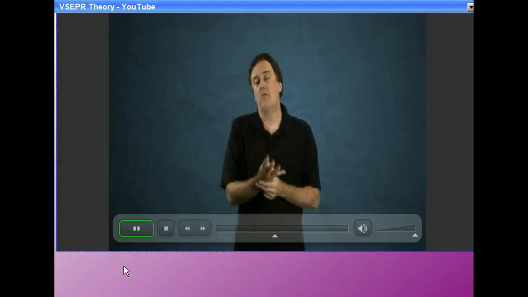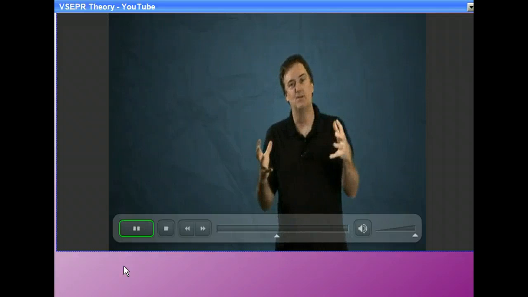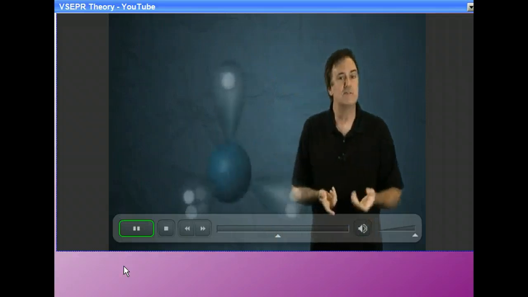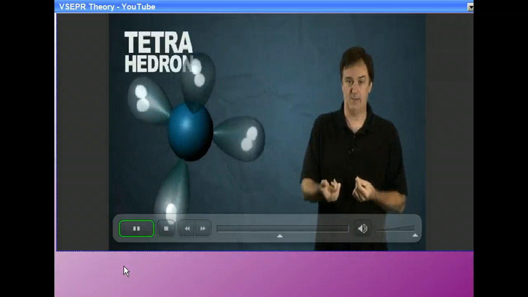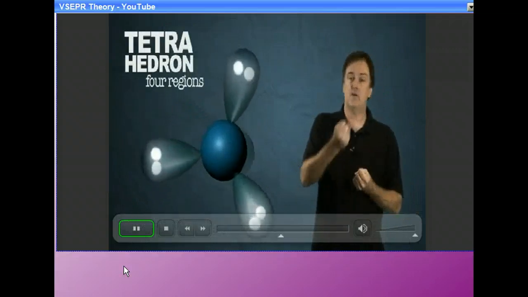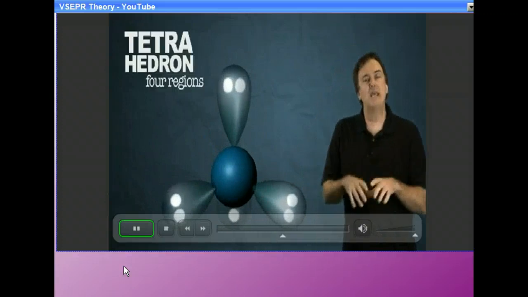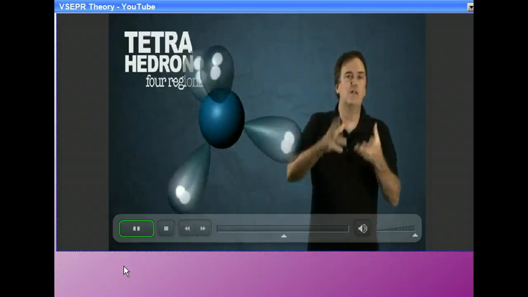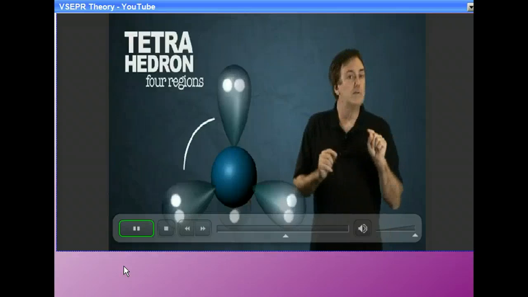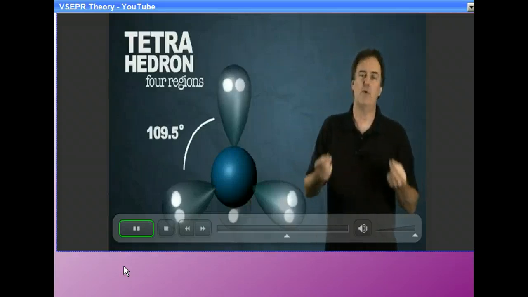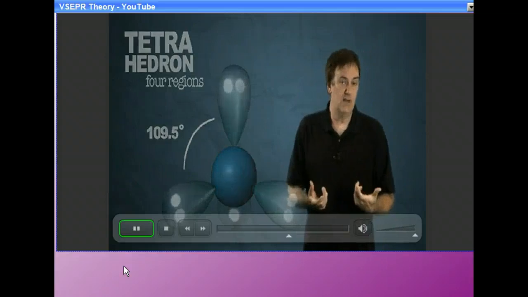It's when you get to four regions that you have to go to the third dimension. You have to go three-dimensional. And what this gets you is a shape that we call a tetrahedron or tetrahedral geometry. It's four regions around a central atom, all perfectly symmetric. And if you spin the molecule around and look at it, every region is equivalent. And the bond angles are now down to 109.5 degrees. That's a tetrahedral geometry.